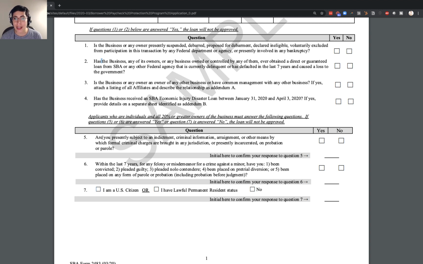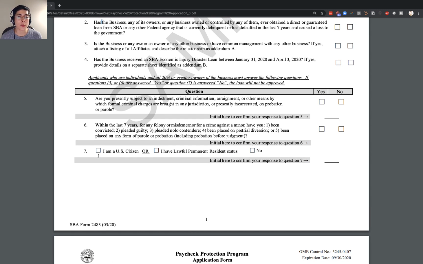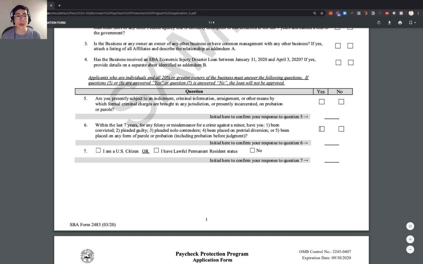Okay, so questions 5 or 6. If you answer this yes, then you will not be approved. So this is all around criminal stuff. So are you subject to an indictment, criminal information, arraignment, or other means by which formal criminal charges are brought in any jurisdiction or presently incarcerated on probation or parole? So if that is a yes, you'll be declined. Within the last 7 years, for a felony or misdemeanor for a crime against a minor, have you been convicted, pled guilty, pled no contest, etc.? If that is a yes, you'll be declined.